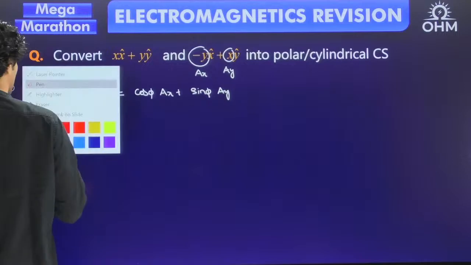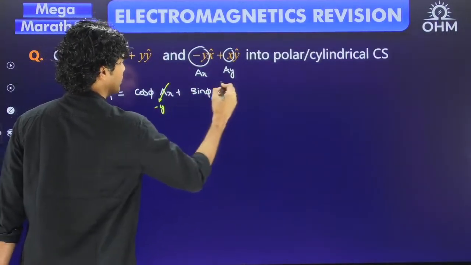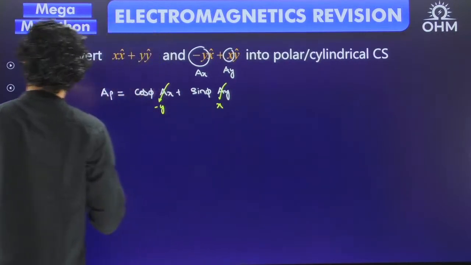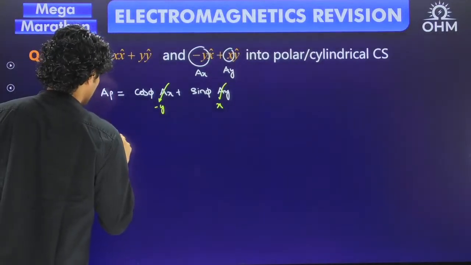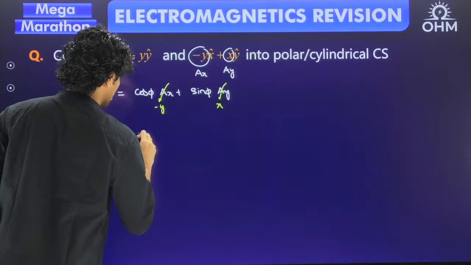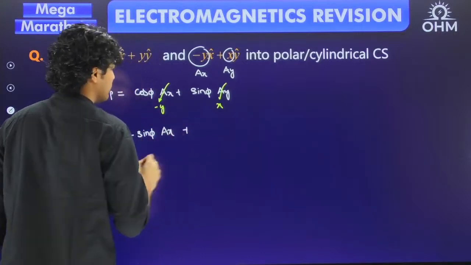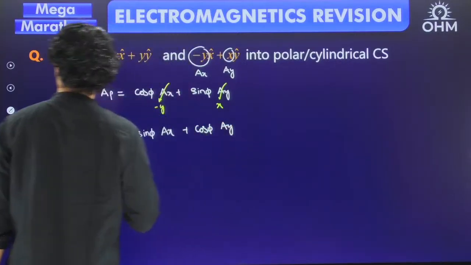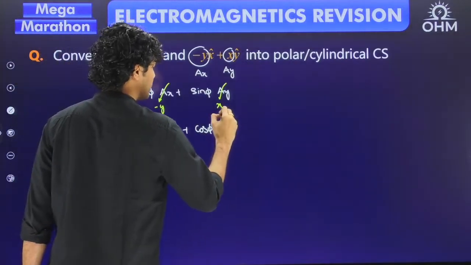In the present case, what is ax and ay? Ax becomes equal to minus y, ay becomes equal to x, the coefficient of y cap. And similarly, what is a phi? A phi as per the formula is minus sin phi times ax plus cos phi times ay. Obviously, now also ax, ay components remain same.